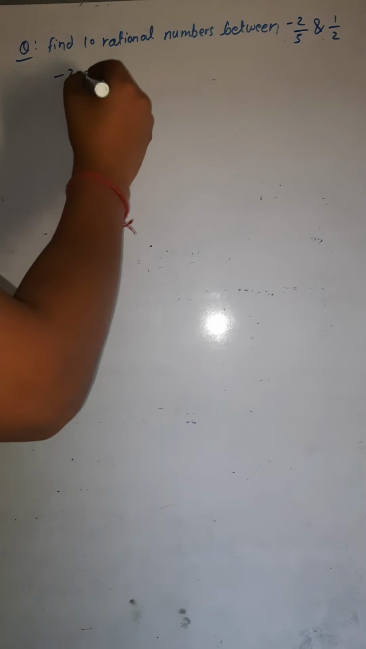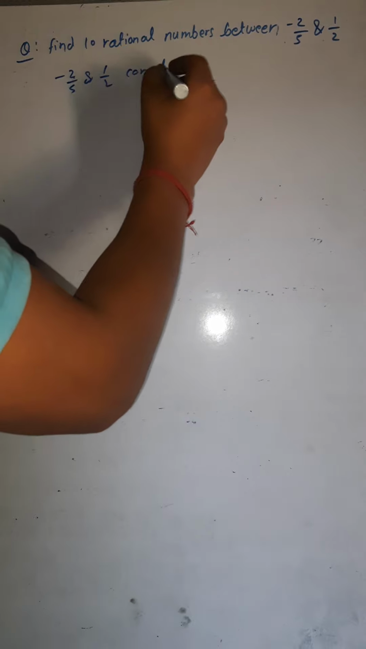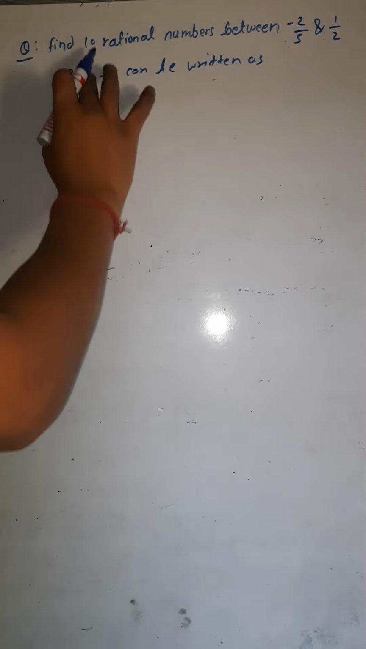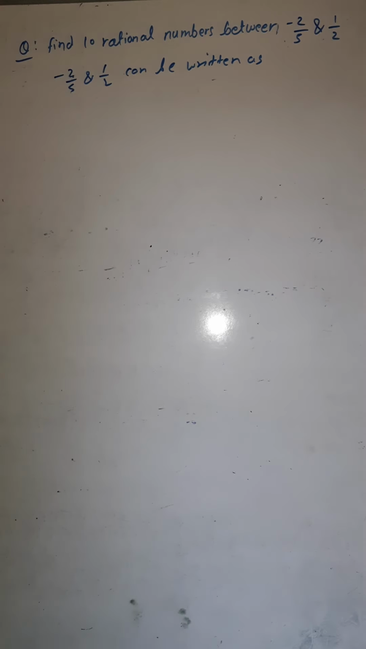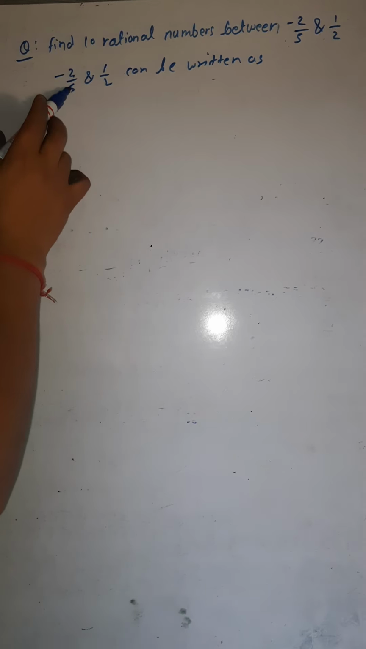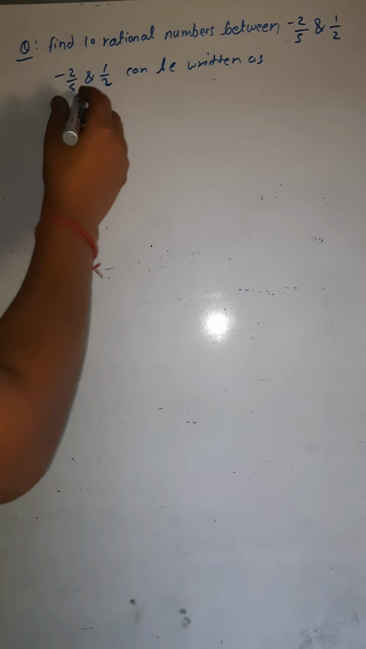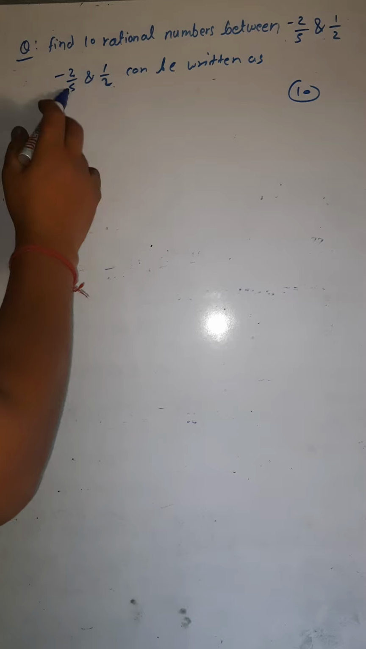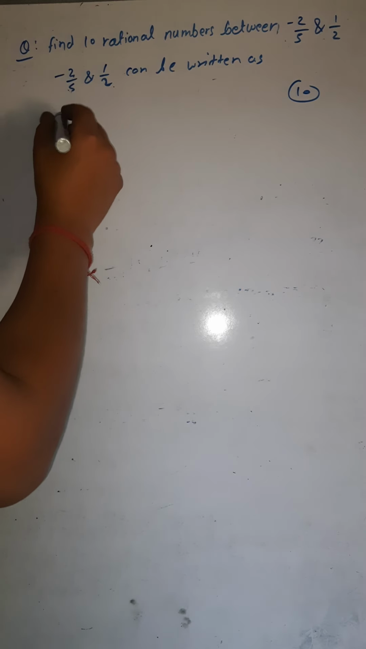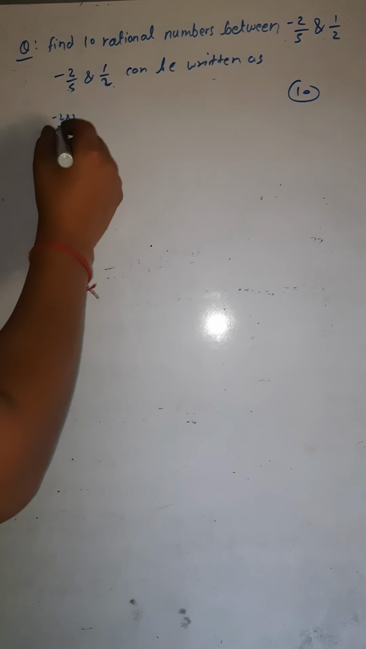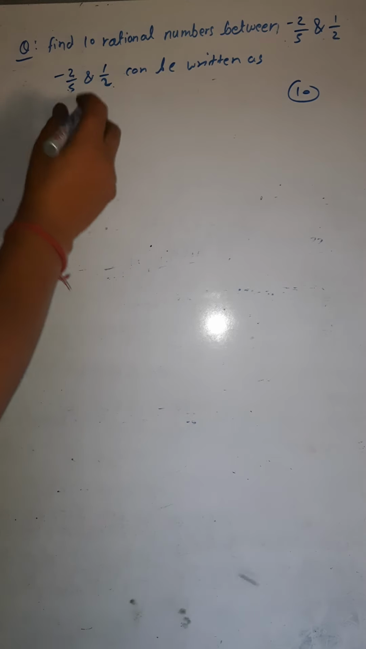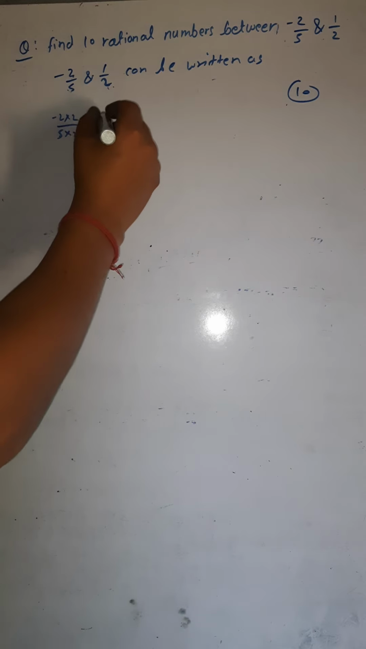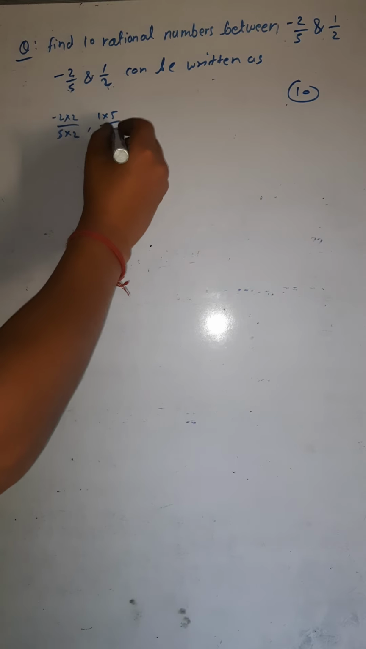Minus 2 by 5 and 1 by 2 can be written as, how can you write this one? Look here. First, what to do? You would take out the LCM of 5 and 2. What is the LCM of 5 and 2? It is 10. Now what to do? Divide this 10 by both the denominators. 5 twos are 10, so multiply upside by 2 and downside by 2. Similarly, here also 2 fives are 10, 5 times. So multiply upside by 5 and downside also by 5.